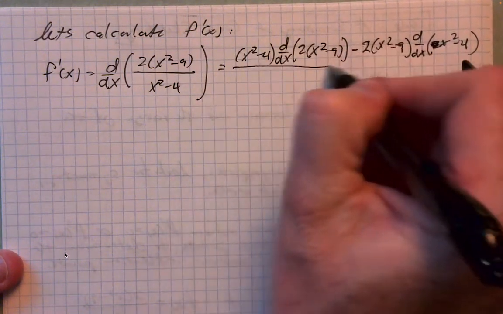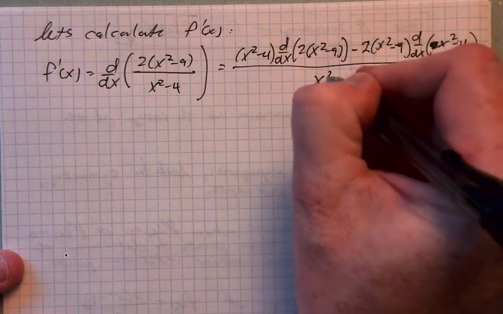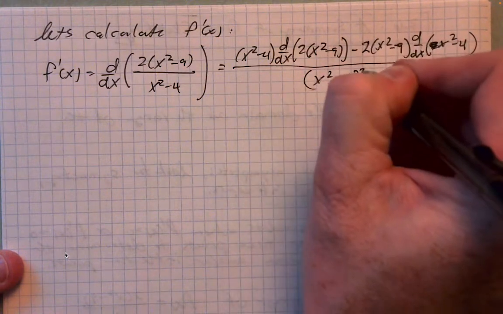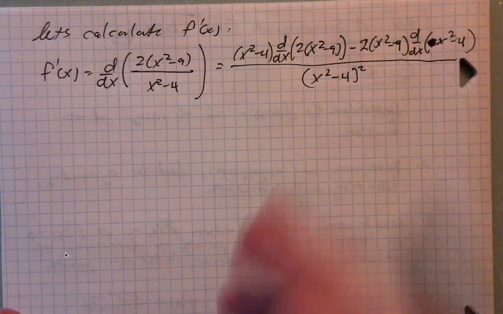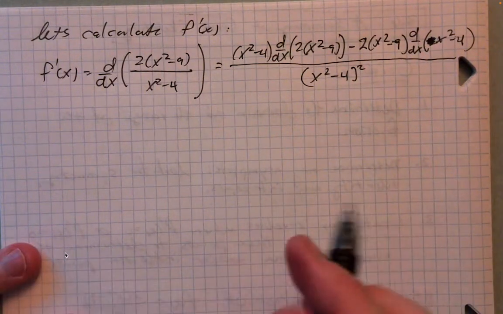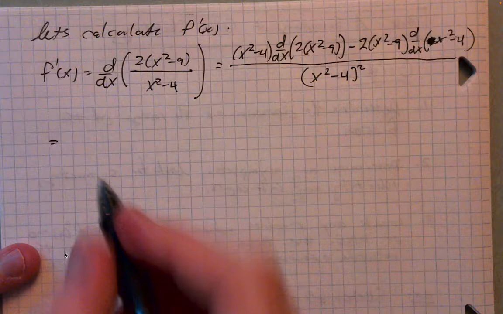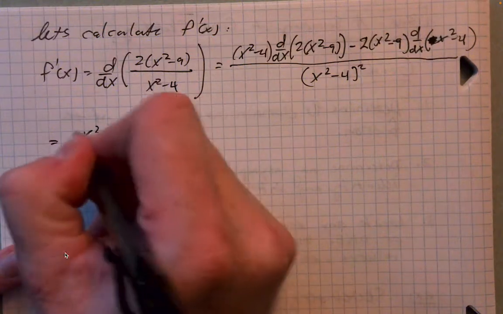Okay, all divided by that denominator squared. Okay, so that's kind of the setup. Sorry about that, a little messy there. So that's the setup, and so what we can do then is just go through and calculate all the derivatives.